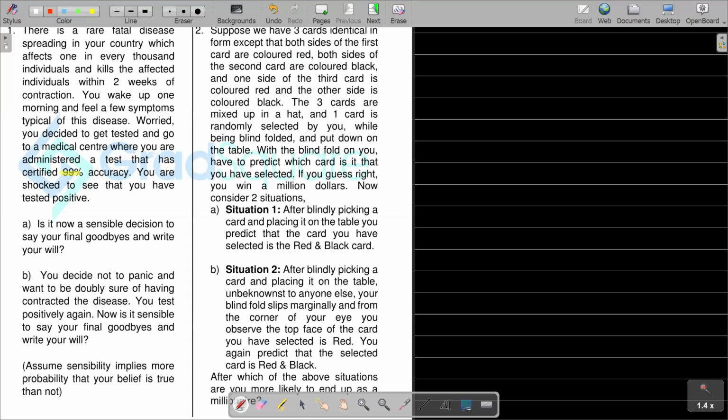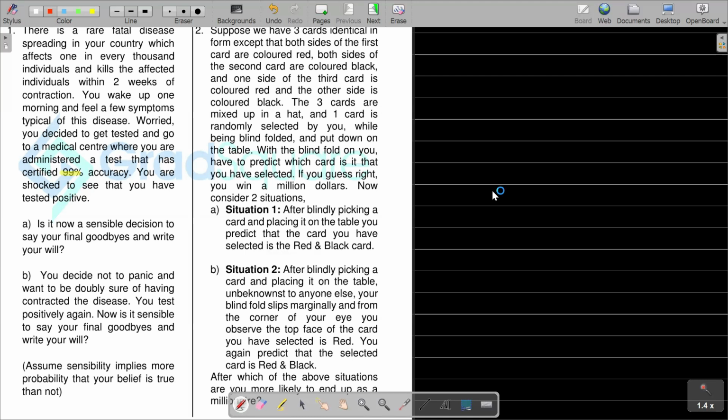Absolutely right, Rishika. There are 2 cases which are possible. Either I have the disease and I have tested positive, or I don't have the disease and I have tested positive. So it is a true positive, absolutely right, Shiba, or a false positive. So let's calculate. What is the probability of a true positive? That I have the disease and I have tested positive. What is the probability of this?